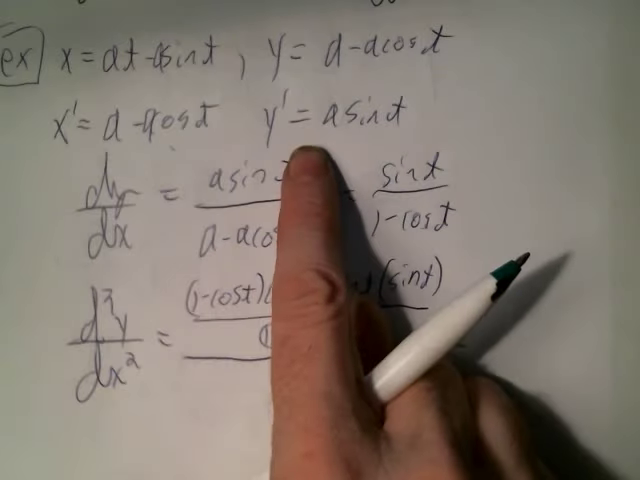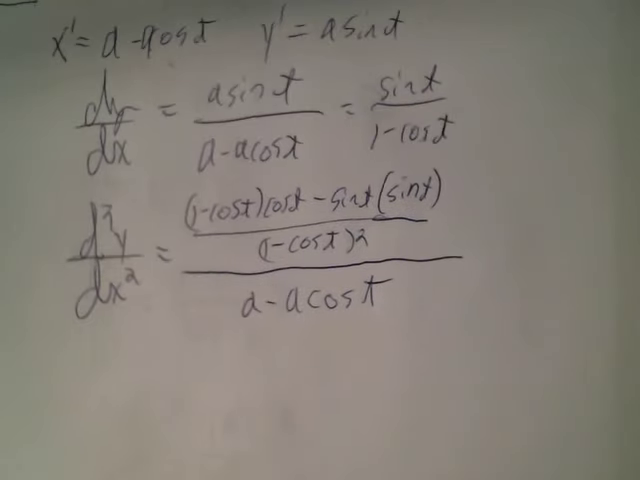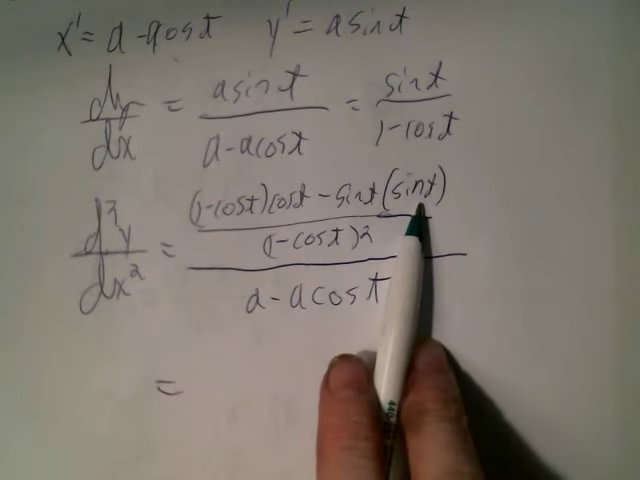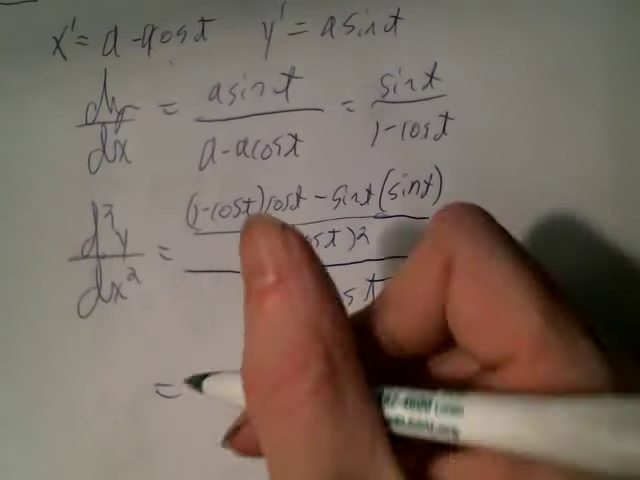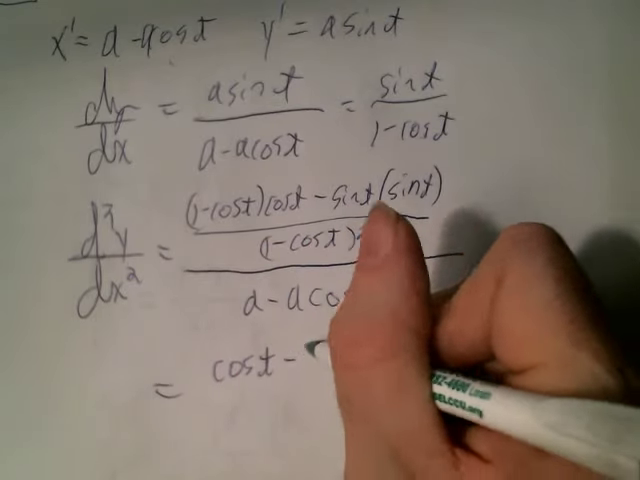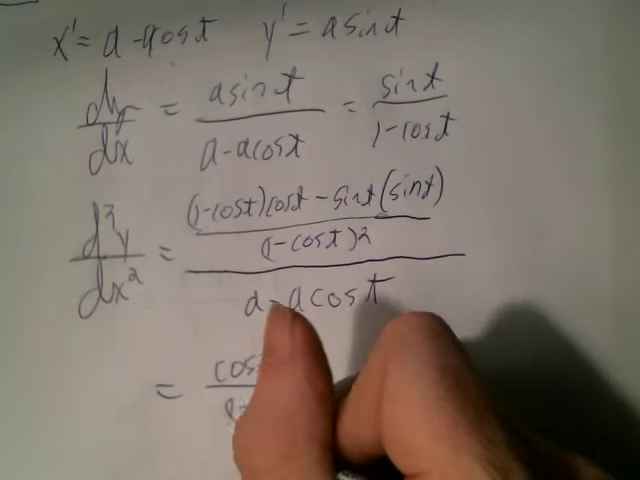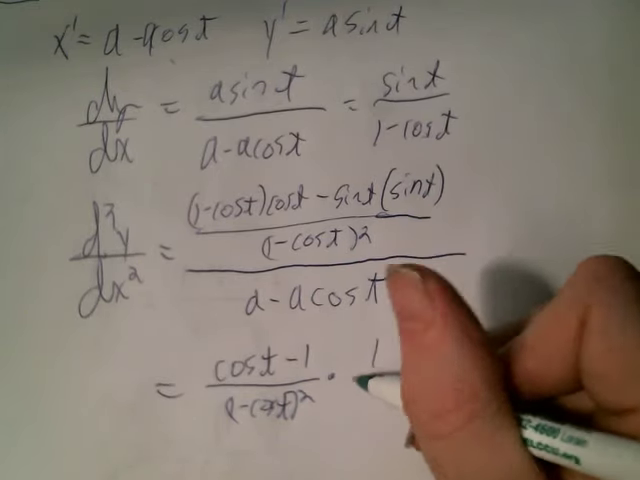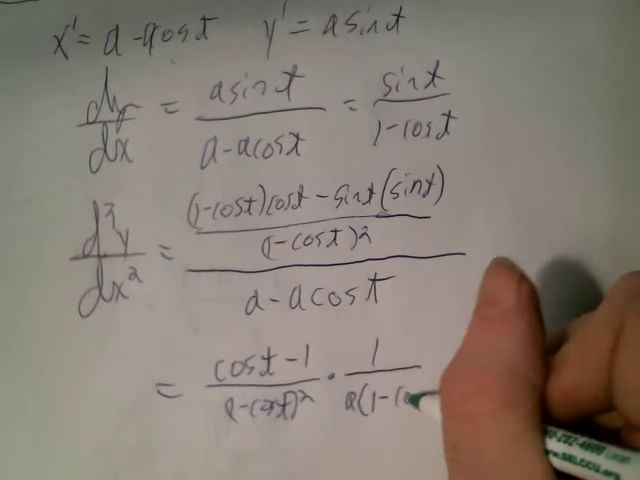Okay, so the derivative of x with respect to t is right here. And I have a minus a cosine t. So I'm going to end up with a negative cosine squared minus sine squared, which is just 1 from these two elements. And then you have a cosine t. So it's going to be cosine t minus 1 all over 1 minus cosine t squared times the reciprocal of this thing, which I can write as 1 all over a times 1 minus cosine t.